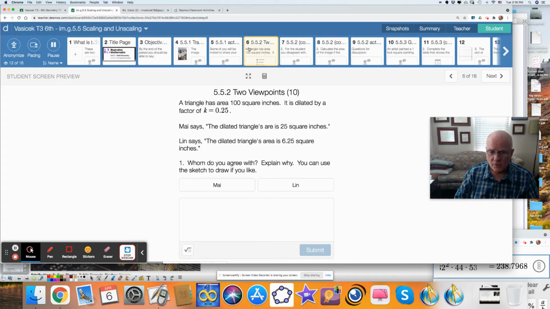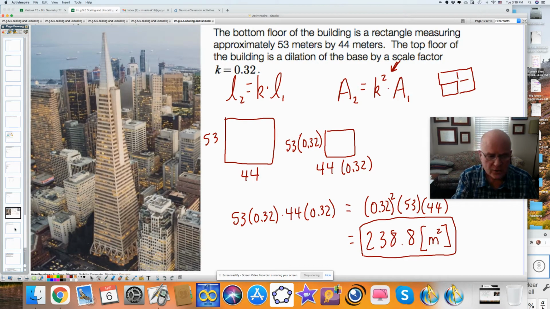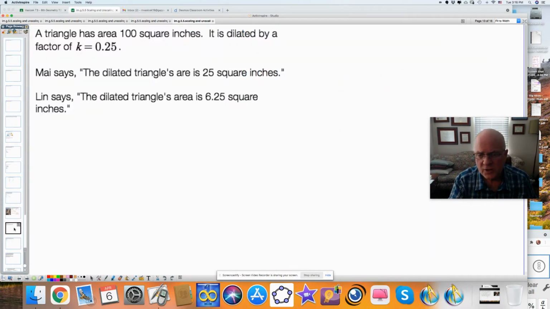If you didn't agree with them, you're not telling me how you got your answer. You're telling me how someone might get their answer. And then the final one is to calculate the area if the scale factor is 9 or if the scale factor is 3/4. I want you to try these on your own before you just look at my answer. But I'm going to show you how I would go about doing this. The first thing I'm going to do is write the formula, substitute the values, and solve.